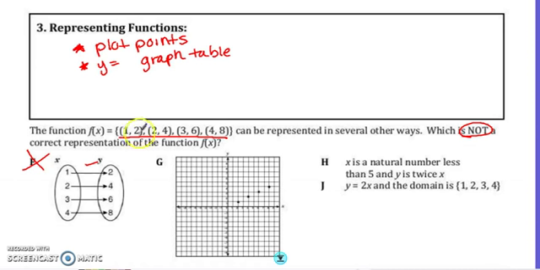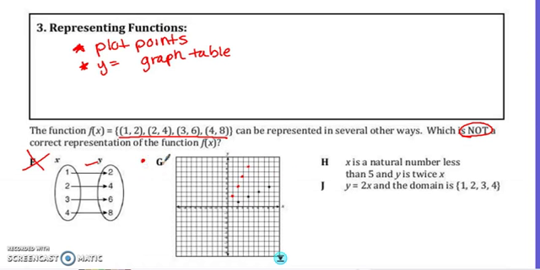Okay, this one says 1, 2. And if I go over 1 up 2, that's right there. So that doesn't look so good. 2, 4. If I go over 2 up 1, 2, 3, 4. 3, 6. And 4, 8. Are those points matching the ones that are on the graph? No, it's not. So this one looks pretty good. That looks like it's not a good representation.